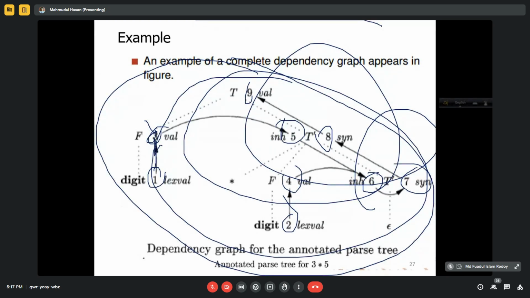So again, I want to tell the question again. Suppose the syntax directed definition, that means production rule and semantic rules, both are given, as well as the input string. Now my question is: draw the dependency graph by using the given syntax directed definition. Is it mandatory to draw the annotated parse tree first, or is it possible to draw the dependency graph first?